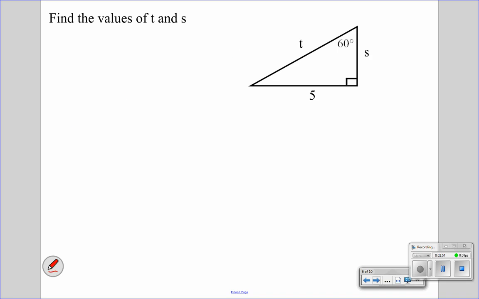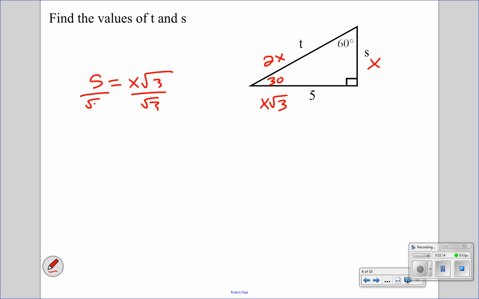In this problem, we have a 30, 60, 90 right triangle, which we know is: across from our 30 is x, across from our 90 is 2x, and across from our 60 is x times the square root of 3. So we know that 5 equals x times the square root of 3. We can divide by the square root of 3. x equals 5 over the square root of 3. We need to rationalize our denominator, so we multiply by the square root of 3 over the square root of 3. So we get x equals 5 square roots of 3 over 3.